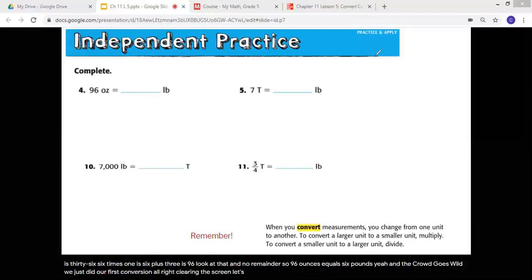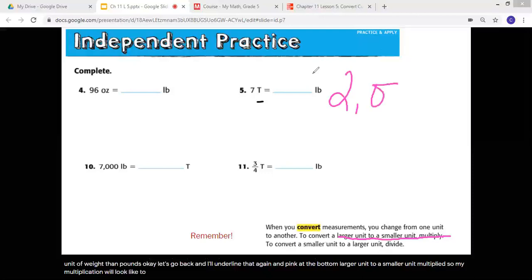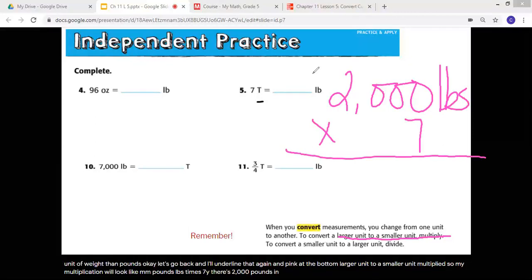All right, clearing the screen, let's take a look at number 5. At this point, I want you to get going on your own. I know it says tons, but I'm going to set you up and give you a moment to think about this particular question. 7 tons. Tons is a larger unit of weight than pounds. Okay, let's go back and I'll underline that again in pink at the bottom. Larger unit to a smaller unit, multiply. So my multiplication will look like 2,000 pounds, LBS, times 7. Why? There's 2,000 pounds in 1 ton. I want to find the equivalent of 7 tons.